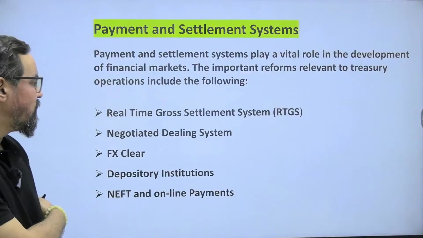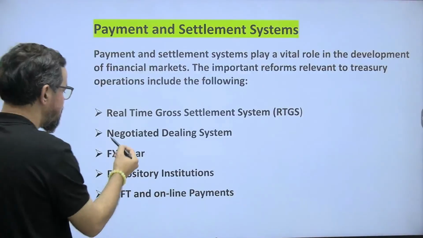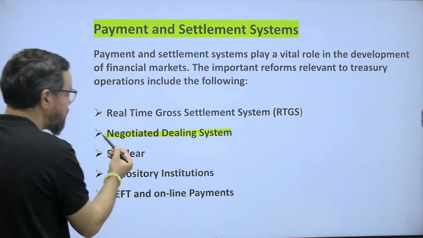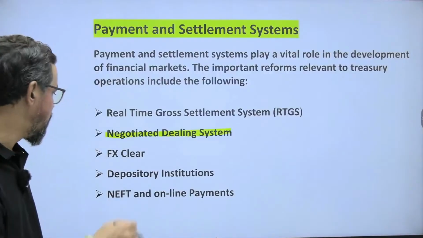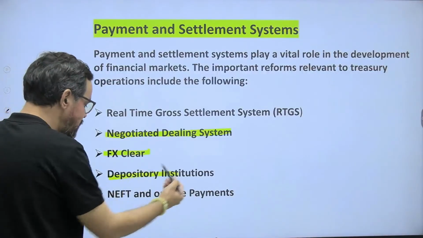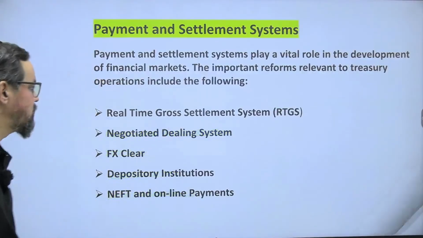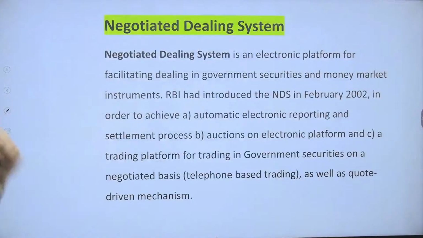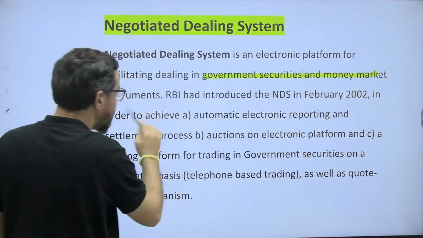Payment and settlements, where we have RTGS, negotiated dealing system, NDS, which is a kind of auction platform for the government securities. We'll discuss this. Forex Clear, depository institutions, NSDL, CDSL, NEFT, RTGS, these are the very basic things. So the NDS, that is negotiated dealing system, is an electronic platform for facilitating dealing in the government securities and money market instruments.